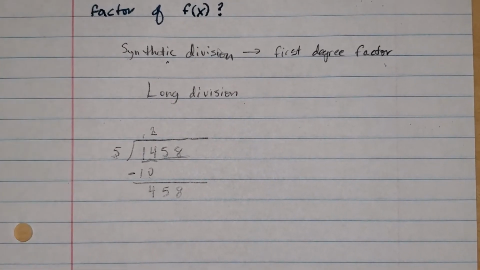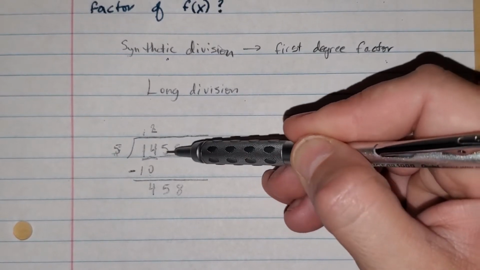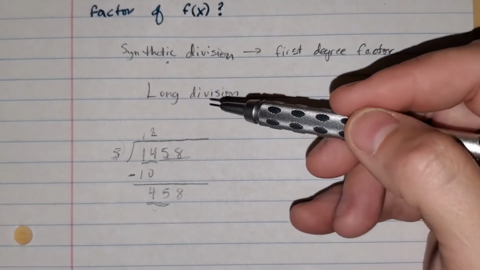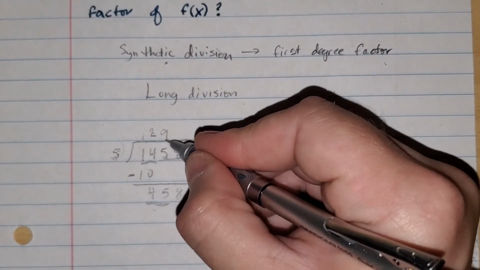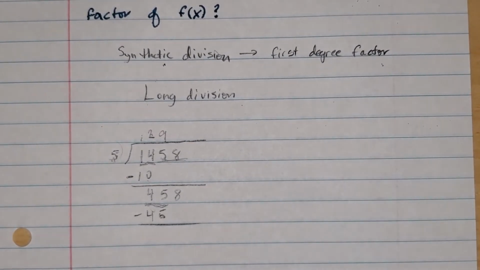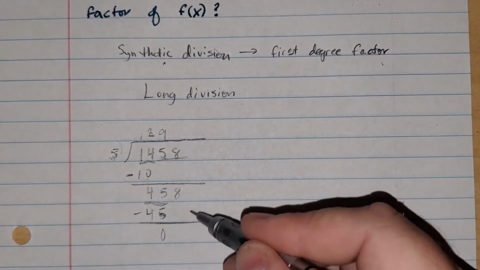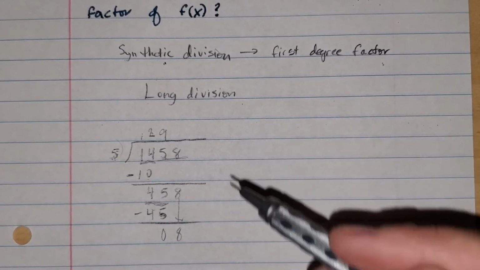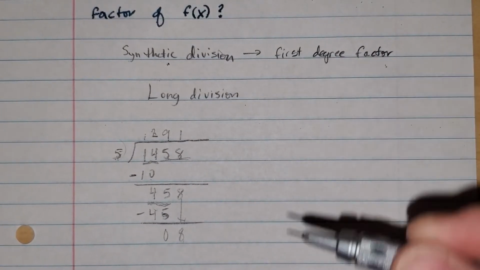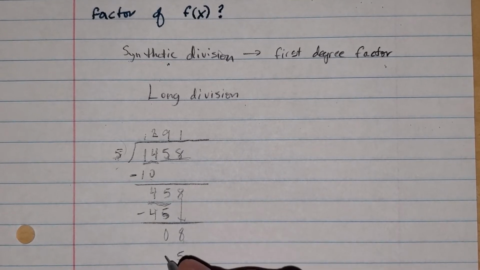All right, so we did this, no answer. We did this, there's an answer. So now we've got to come to this 5. How many times will 5 go into 45? Well, it just so happens it'll go 9 times, and 9 times 5 just so happens to be 45, so we're going to subtract. 45 minus 45 is 0, and then this 8's going to come down. So then we say, okay, last number, how many times will 5 go into 8? Well, it'll go 1 time. So 291, right? So 1 times 5, we get 5, and again, remember to subtract.